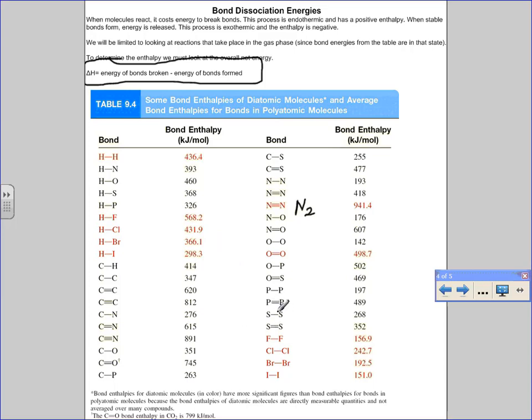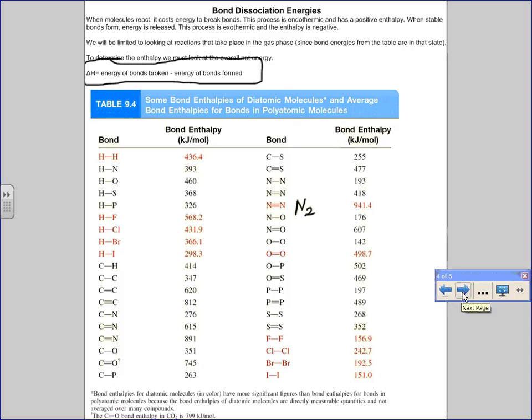These are average bond energies. For example, a carbon-carbon bond might vary slightly depending on the molecule, but this is the overall average of all the bond energies. One thing to note as well is that for the carbon-oxygen double bond in carbon dioxide, you're going to use 799 rather than 745.